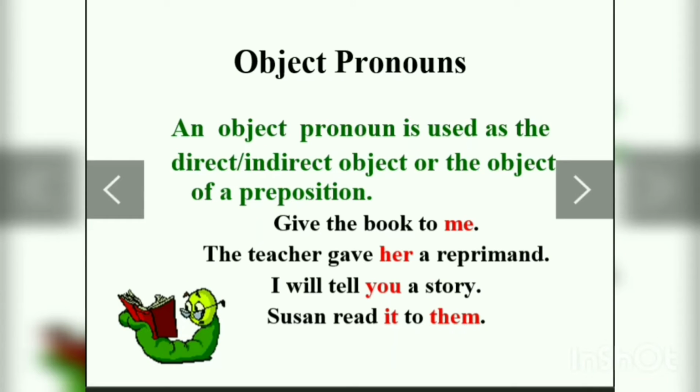The teacher gave her a reprimand. Reprimand means punishment. I will tell you a story. Susan read it to them. So, an object pronoun is used as a direct or indirect object or the object of a preposition. See, to is a preposition. Me comes after that. Yes, I will tell you a story. So, sometimes it may be direct, sometimes it may be indirect.